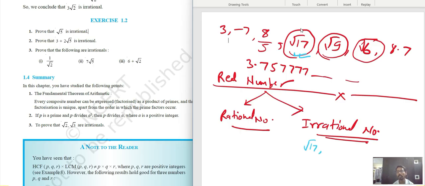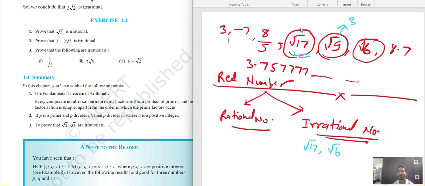But the number whose root we cannot find is irrational. 9, we can find, that is 3, so it is not irrational. But root 6 we can't find, so it is irrational. So a number whose root we cannot find, that is called irrational. In Kannada you can say the number having root illa, that is called irrational number.